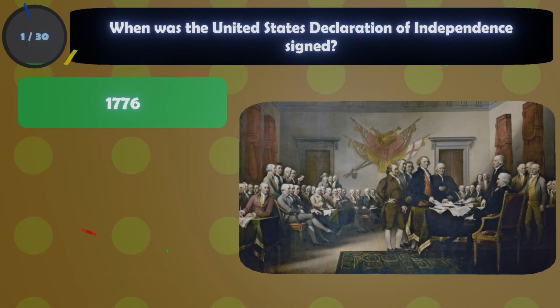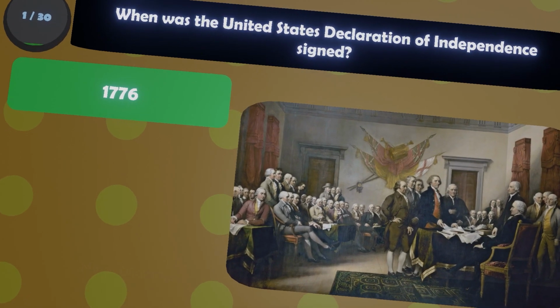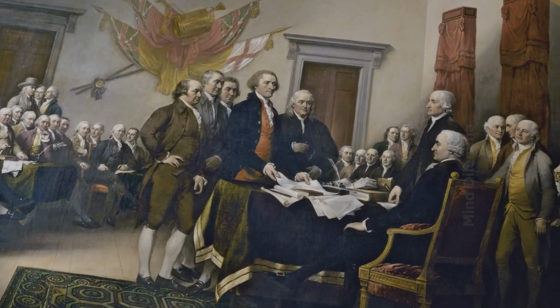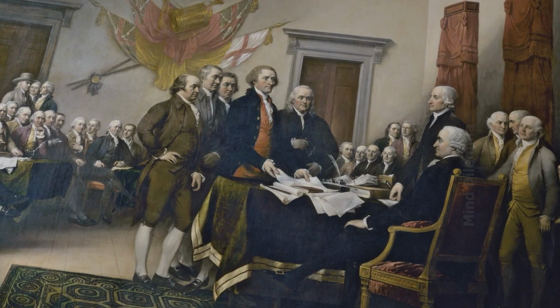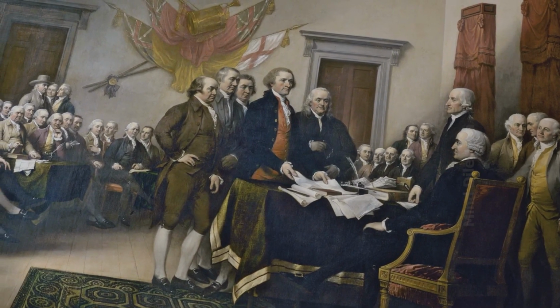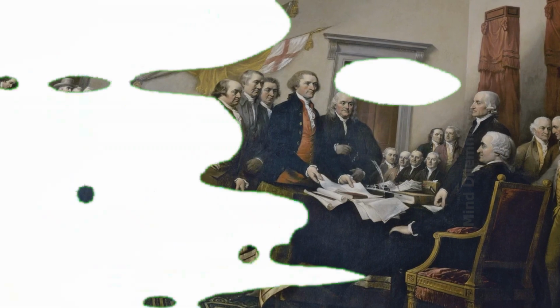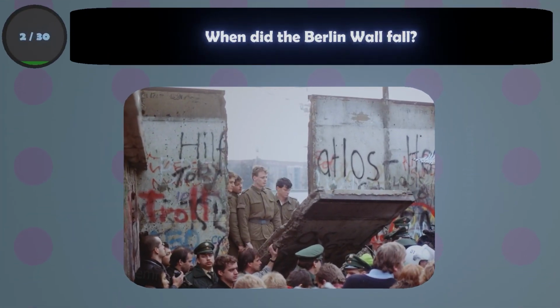It was signed on August 2, 1776. The 13 American colonies severed their political connections to Great Britain. When did the Berlin Wall fall?